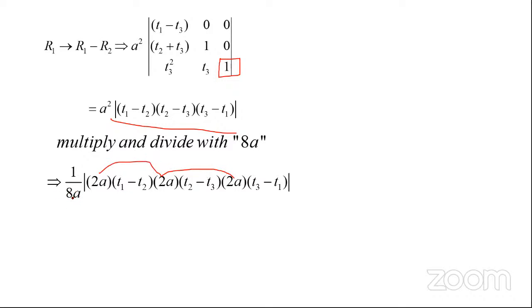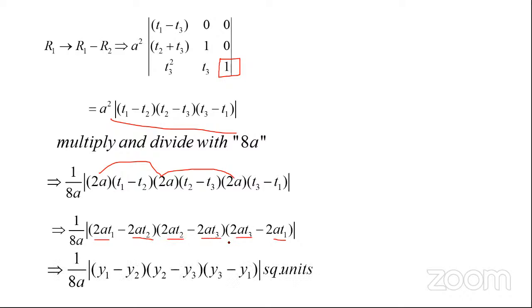Okay, then this value 1 by 8a of 2a y1, 2a y2, 2a y2, 2a y3, 2a y3, 2a y1. Then this is indicating y1, this is indicating y2, this is y2, this is y3, this is y3, and this is y1. So then this is 1 by 8a times (y1 minus y2)(y2 minus y3)(y3 minus y1) square units. Okay, this is an important question. I hope all of the students are getting this one.